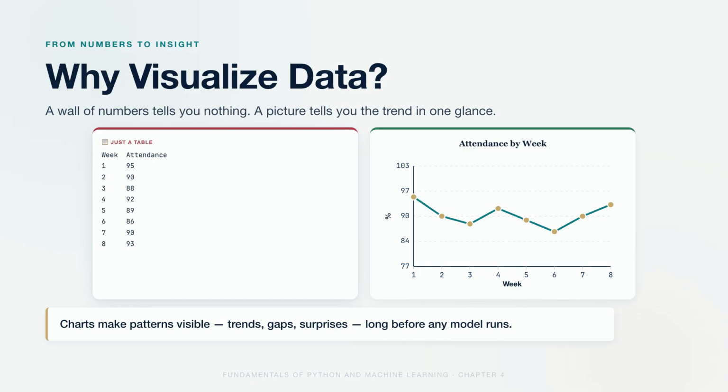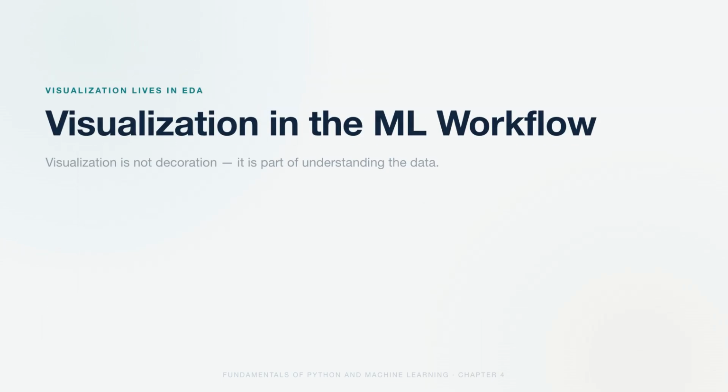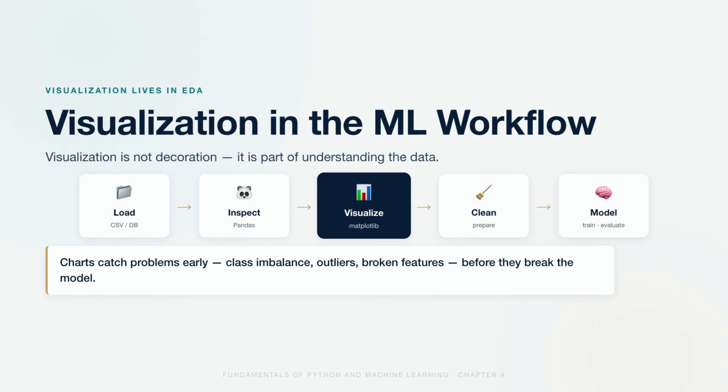In machine learning, those questions matter. If the data has a problem, the model might learn wrong patterns. Visualization helps us find those problems earlier. Visualization is usually a part of exploratory data analysis, often called EDA. EDA happens before model training. A typical workflow may look like this.